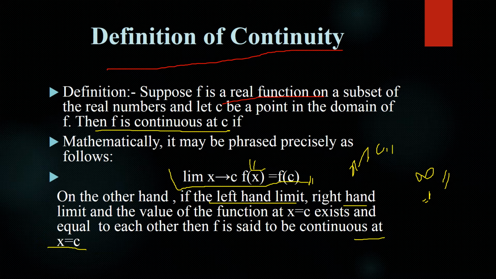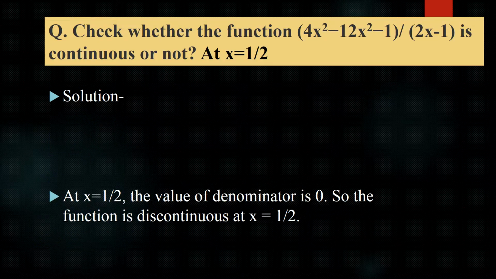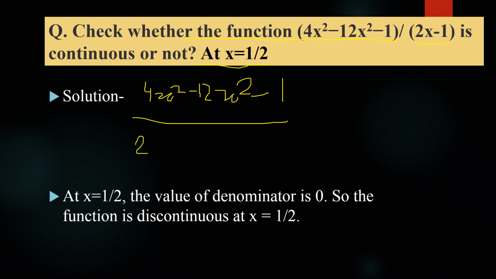So let's take an example. Here the function is given as (4x square minus 1) upon (2x minus 1). Is it continuous or not at x equals 1 by 2? So firstly we write 4x square minus 1 upon 2x minus 1.